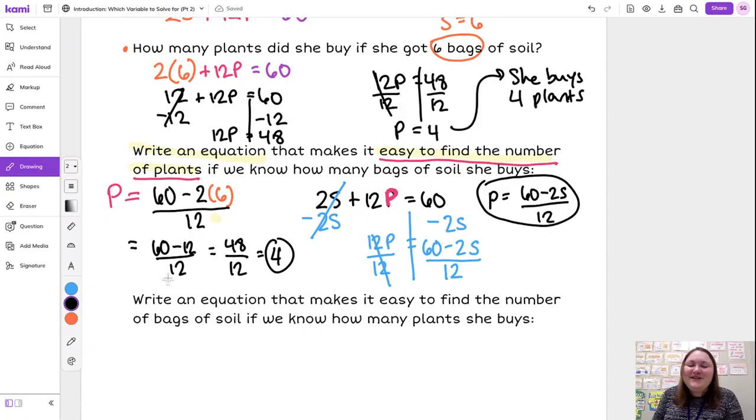Same answer, but notice we're not using algebra anymore. We're not having to solve this equation. I'm just doing some math. 2 times 6, 60 minus 12, and then dividing.